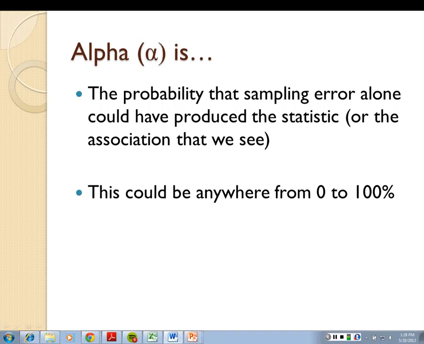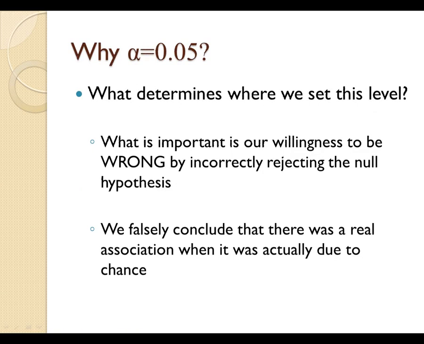Now remember, alpha is the probability that sampling error alone could have produced the association that we see, and alpha can range from 0 to 100. But why do we care about an alpha of 0.05? Alpha is conveniently set at 0.05, but it can be set higher or lower. What is important is how willing we are to come to the wrong conclusion and incorrectly reject the null hypothesis, which is our statement of no difference, and conclude that there is a real association in the population, when, in fact, there is not a real association.